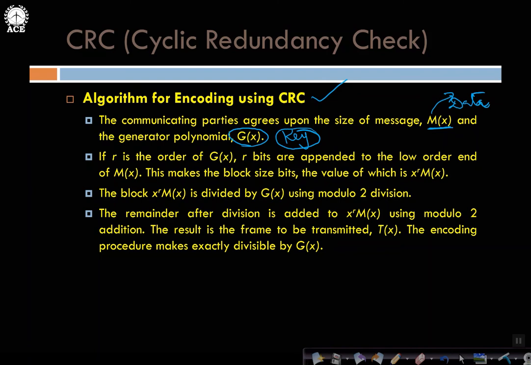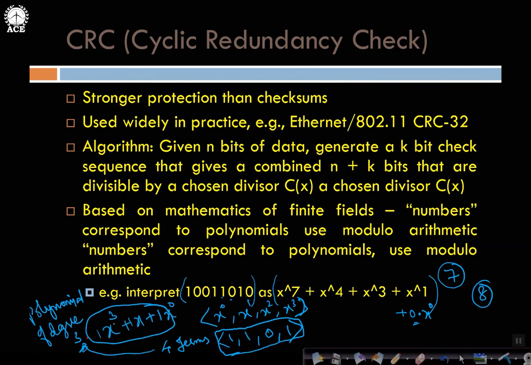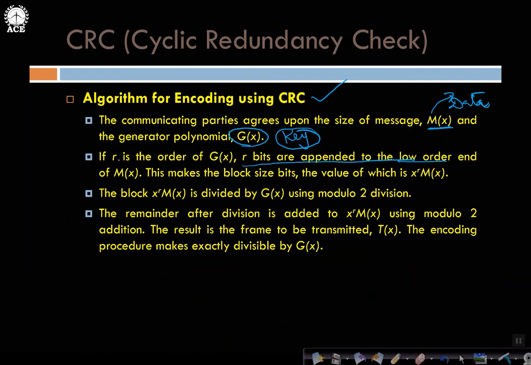If r is the order, meaning the degree of g of x, r bits are appended first. This is the first step. What is the order of this polynomial? Look here. The order is 3: 0, 1, 2, 3. So if r is the order of g of x, r bits are appended to the low order end of m of x.